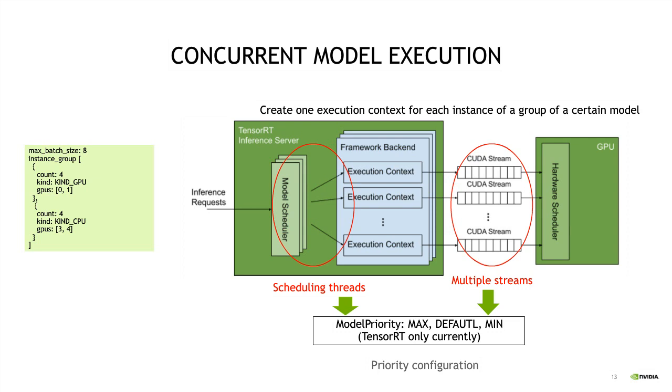With this configuration, we have another option, which is model priority. We can set different thread priority for the scheduling threads, and we can set different stream priority for the multiple streams. So with this configuration, you can give a certain model a higher priority over other models. Then you can test this with some cases.